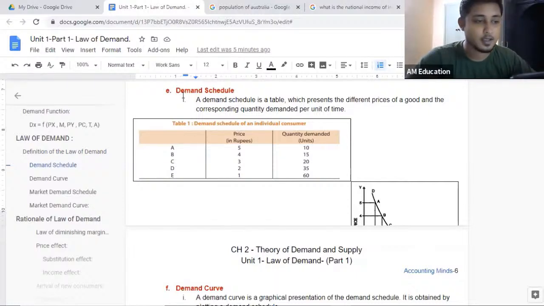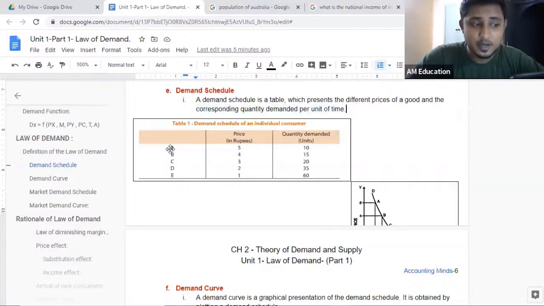What is this demand schedule? A demand schedule is a table which presents the different prices of a good and the corresponding quantity demanded per unit of time. What is it telling? This is a table which has some information. What is that information? It presents the different prices of the goods and the corresponding quantity demanded per unit of time.